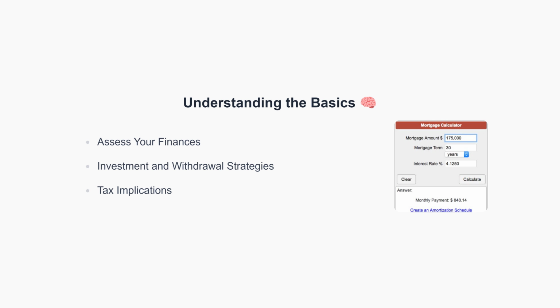Firstly, you'll need to assess your finances, calculate your annual expenses, including your mortgage payments, and determine your reliable income sources such as pensions, Social Security, interests, and dividends. Then, figure out the difference between your expenses and your income. This difference is the amount you'll need to withdraw from your investments.